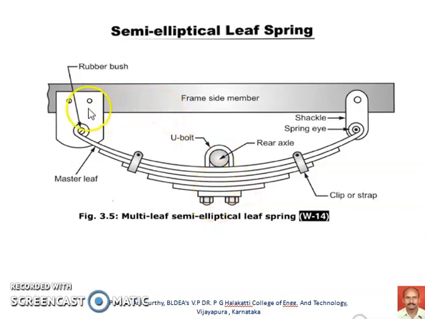And here one end of this master leaf is fixed over a fixed arrangement or shackle, whereas this is a swinging shackle, and the swinging shackle helps in accommodating the change in the length of this arrangement whenever the wheel passes over the irregularities, and the change in the length of the master leaf will be taken care of.